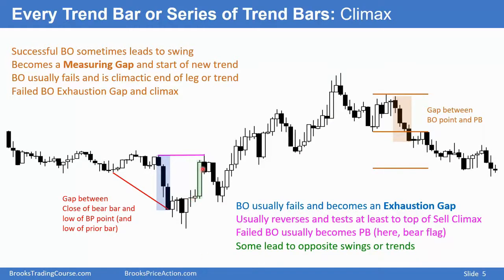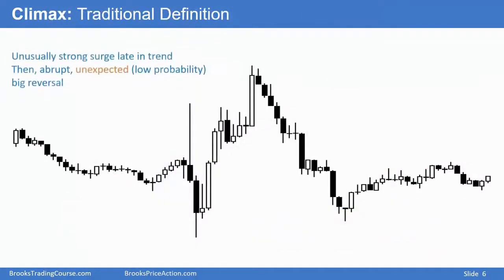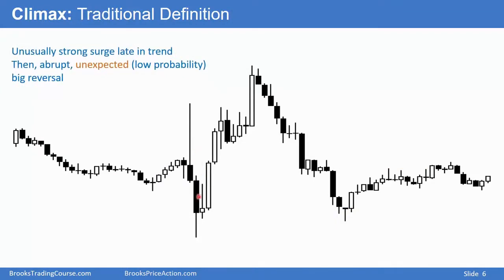Sometimes when you get that reversal, you get an opposite trend. Most of the time, the market goes sideways for 5 or 10 bars and then enters breakout mode for either a reversal or a resumption. Very strong bear breakout, late in a bear trend. Very strong bull breakout, late in a bull trend.